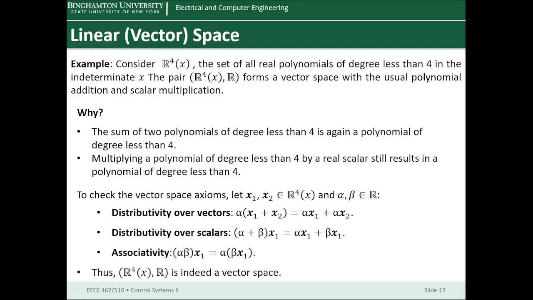The sum of two polynomials of degree less than 4 is still a polynomial of degree less than 4. Also, multiplying a polynomial of degree less than 4 by a real scalar doesn't change its degree. And also, we can easily check that every two polynomials in R4[x] and alpha and beta from R satisfy distributivity over polynomials, distributivity over scalars, and associativity. Thus, R4[x] and R is indeed a vector space.